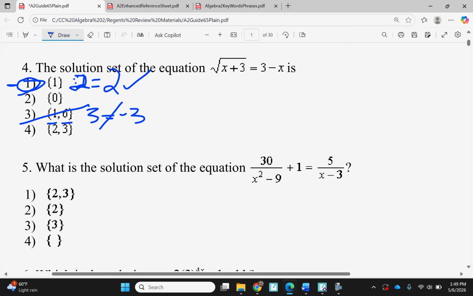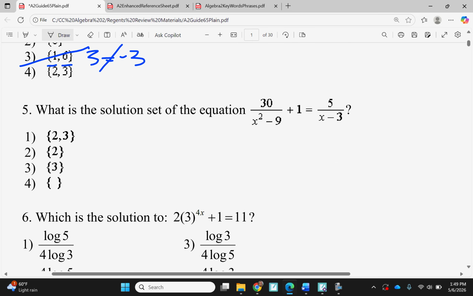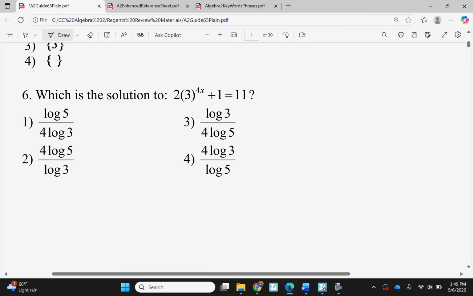Just take each answer, check it. You can do it with storing, without storing. If you get an error, it doesn't work. And don't be freaked out for something like number 6. We just type that whole thing in and we do store as x. It'll make it into a decimal, no big deal.